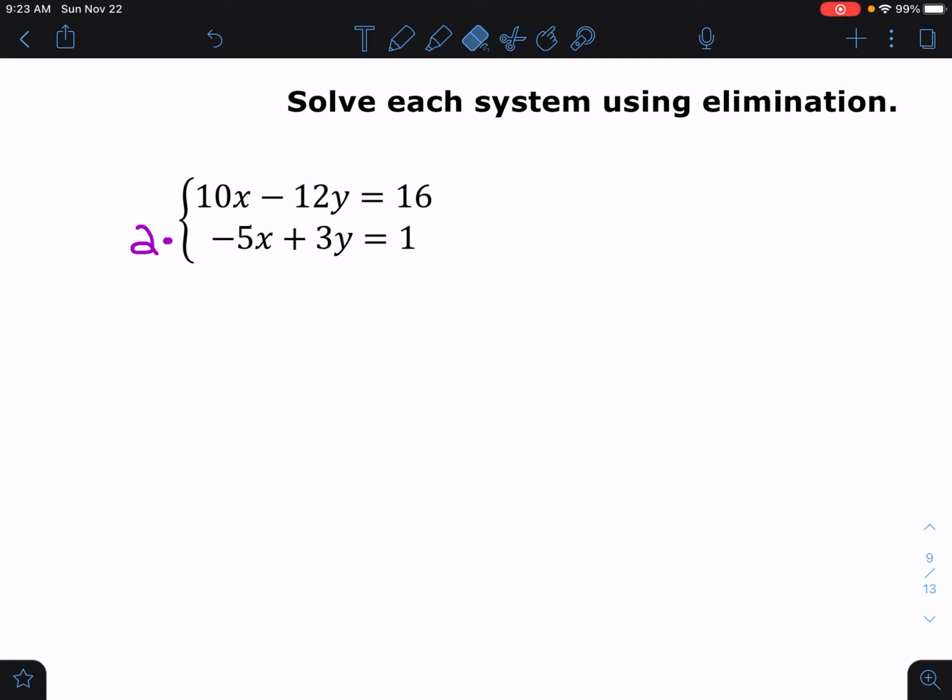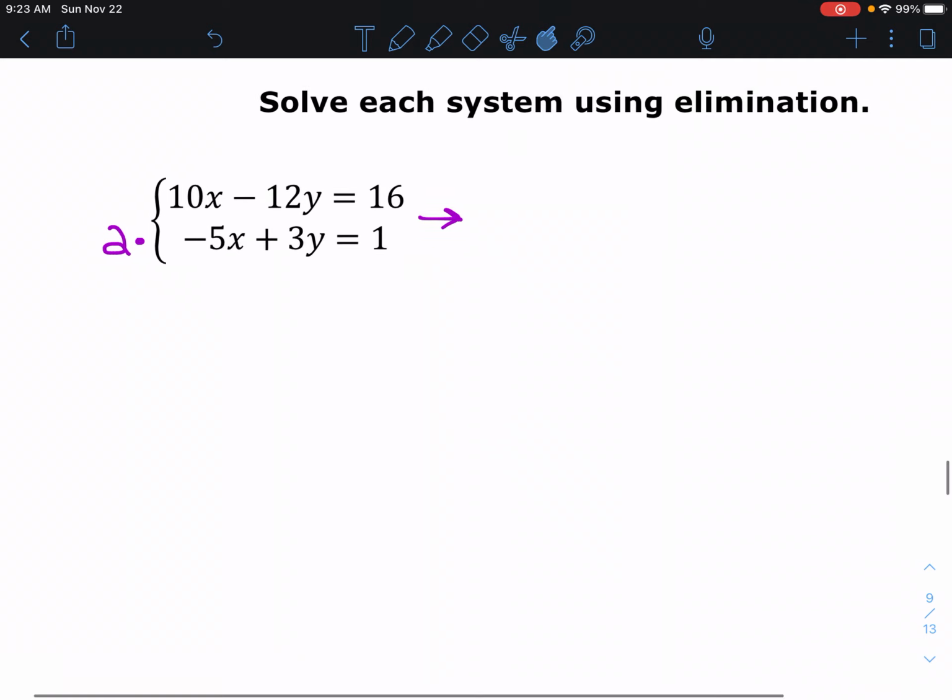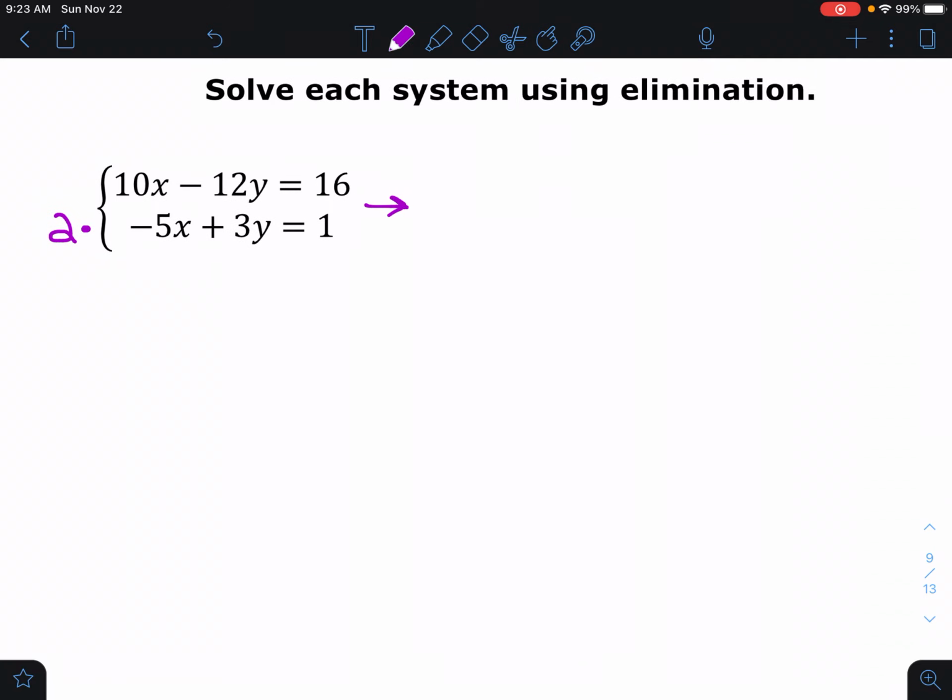So what I'm going to do then is rewrite my equations. Okay, so let's do that here. The first one I'm just going to copy, and that's 10x minus 12y equals 16. And now we're going to multiply this whole bottom equation by 2. So I get negative 10x. Watch your signs. 2 times 3y is positive 6y. And then 2 times 1 is 2.